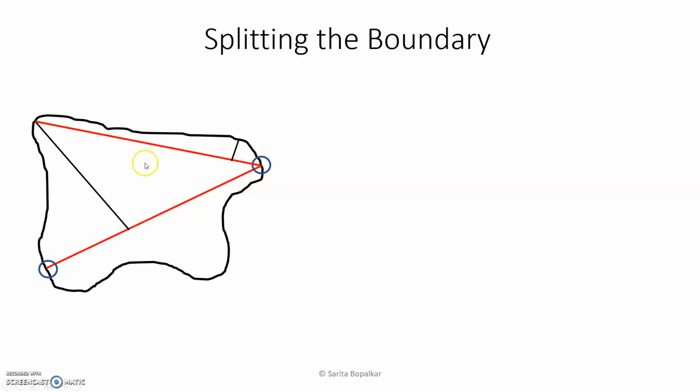Again we will connect these points by a straight line, and we will find the perpendicular distance, and we will select a point from this segment which has the maximum perpendicular distance from the line segment. Now we will compare this maximum perpendicular distance to the threshold. If this distance is greater than the threshold, again we will divide this segment, and if this distance is not greater than the threshold, we will not divide this segment. We'll move to the next segment.